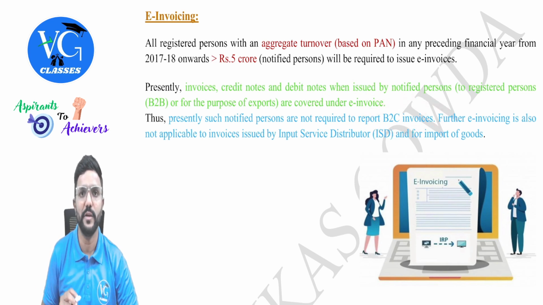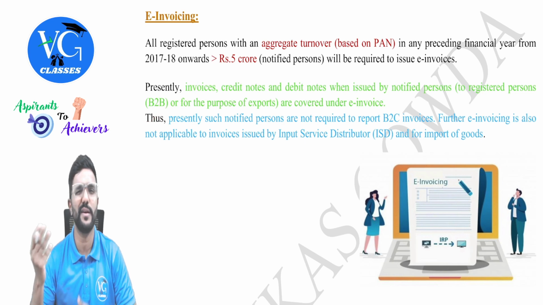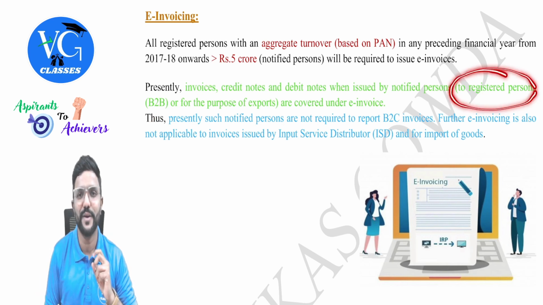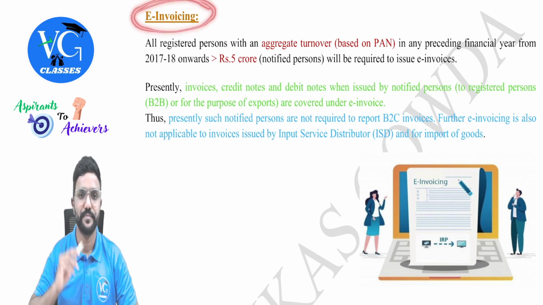Sir, what about B2C supplies? They are not covered under e-invoice, guys. Thus, presently, such notified persons are not required to report B2C invoices. Anyway, they are not eligible to claim credit, no. So it doesn't matter for the department. So they are more bothered about B2B supplies because the recipient is eligible to claim credit, and they are trying to avoid people, the registered persons, claiming fake credits, guys.